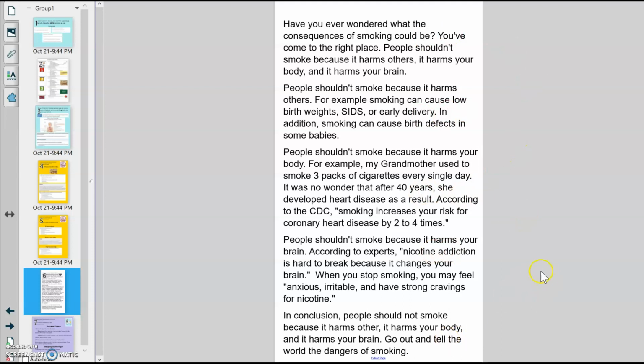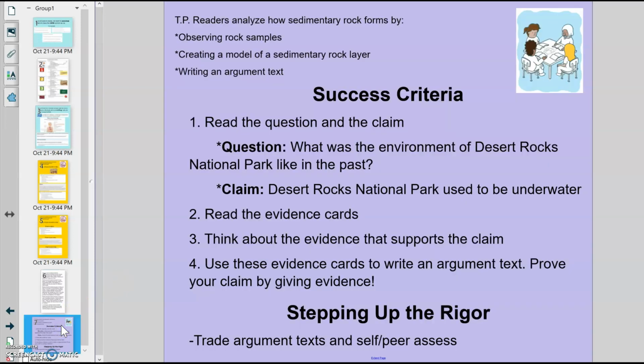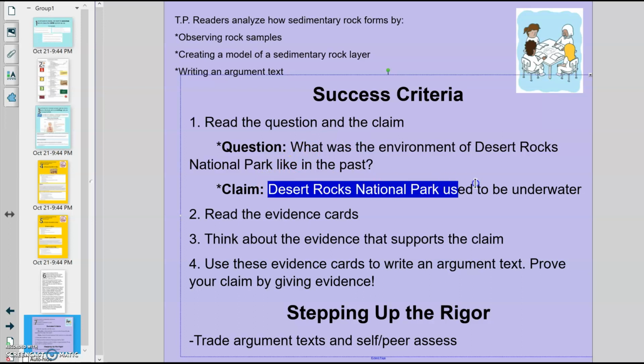Now, this is a very basic one. We could go back and revise. We could add interpretation. We could make this a better micro story, but this is just a very basic version. Now, your job today is to write a persuasive essay to prove that this claim is correct or to prove that this claim is not correct.